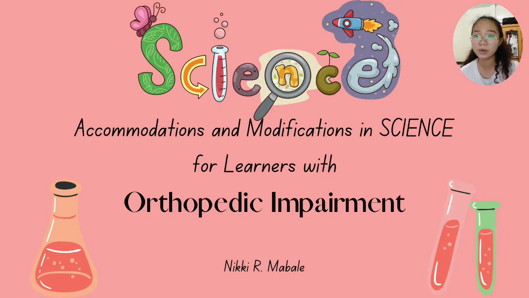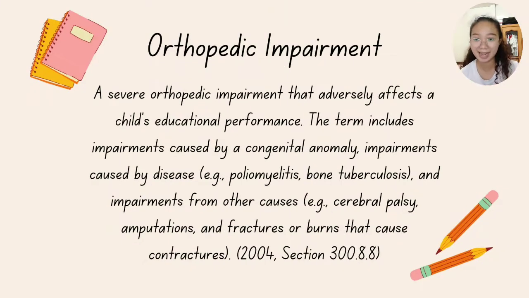According to the Individuals with Disabilities Education Act, an orthopedic impairment is defined as a severe orthopedic impairment that adversely affects a child's educational performance. The term includes impairments caused by congenital anomaly, impairments caused by disease, for example, poliomyelitis, bone tuberculosis, and impairments from other causes such as cerebral palsy, amputations, and fractures or burns that cause contractures.